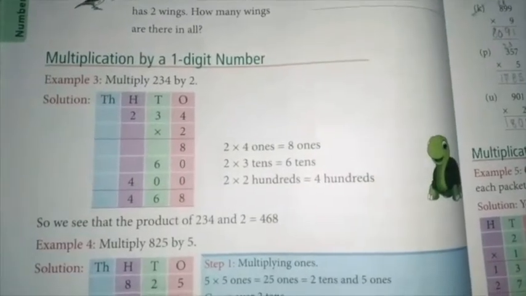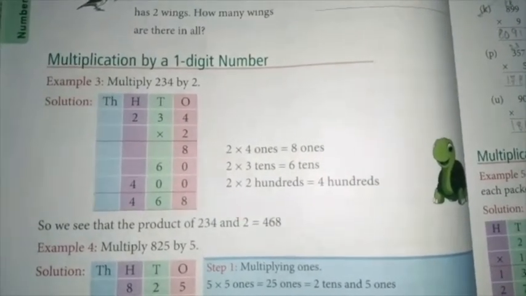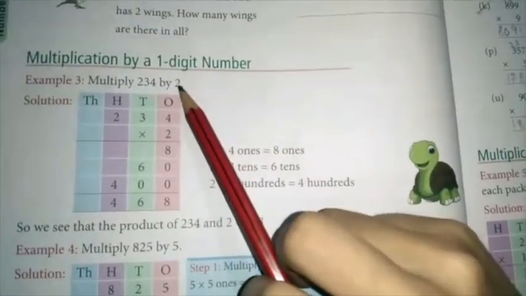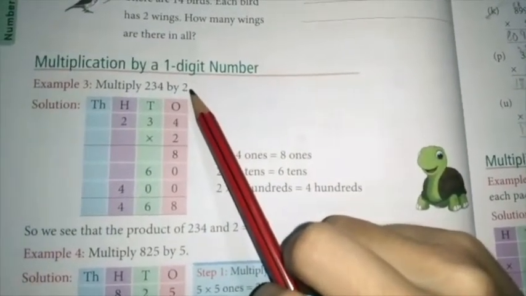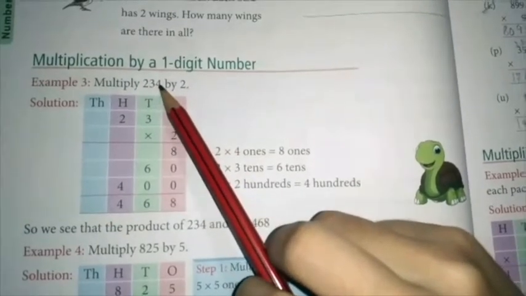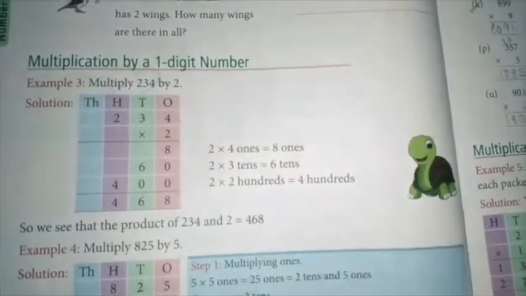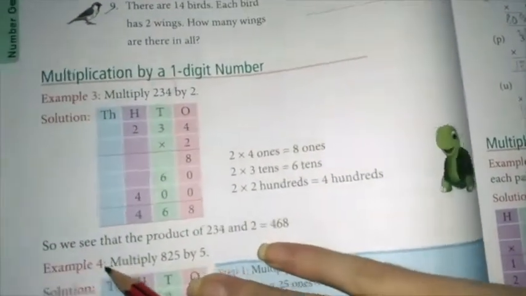Now, how do you do multiplication by a one-digit number? You multiply a number by one digit. This is a one-digit number and this is a three-digit number. So how do you multiply this number by a one-digit number? There is a certain method.